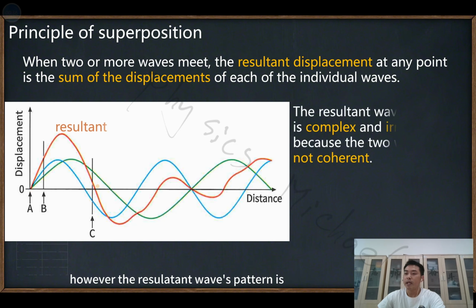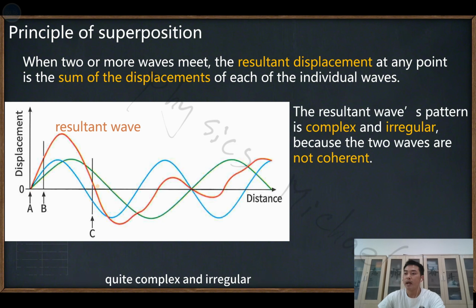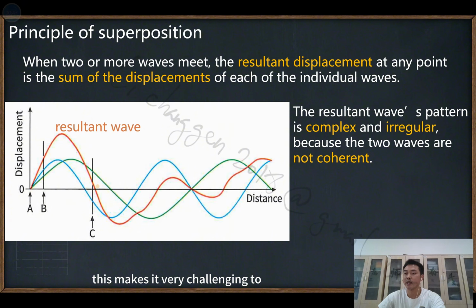However, the resultant wave pattern is quite complex and irregular. This is because the two waves are not coherent, meaning they have different frequencies or changing phase differences. This makes it very challenging to study and analyze the combined wave. Think of it like two people singing different notes at different times. The resultant sound would be quite chaotic.